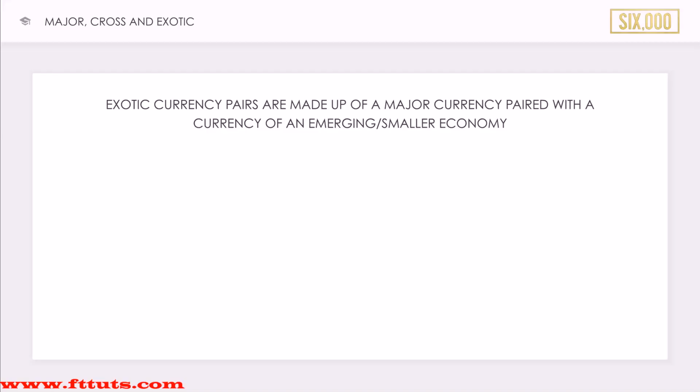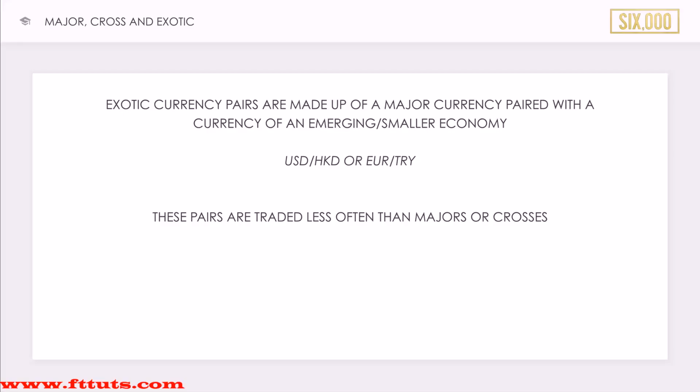Now, exotic currency pairs are made up of a major currency, such as the US dollar or euro, paired with a currency of an emerging or smaller economy. So as I mentioned previously in today's module, there are new currencies being added to the Forex market almost every year or every couple of years. So these are emerging or smaller economies, such as these currency pairs may be US dollar, Hong Kong dollar, or Euro, Turkish lira. Now these pairs are traded less often than majors or crosses, and this is why we mainly focus on major or cross currency pairs.